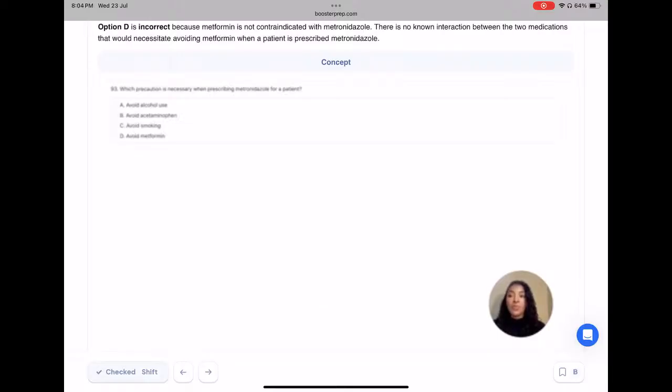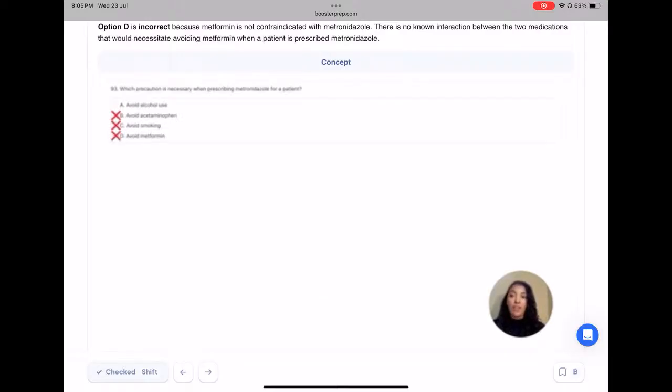Option B reads, avoid acetaminophen. There is no interaction between metronidazole and acetaminophen, so this is incorrect. Option C reads, avoid smoking. Some studies show that smoking makes metronidazole less effective, but there hasn't been enough evidence to prove that it's dangerous or causes a negative interaction, so this is incorrect. Option D reads, avoid metformin. Metformin is an anti-diabetic medication for type 2 diabetics. There's no interaction with metronidazole, so this is incorrect.